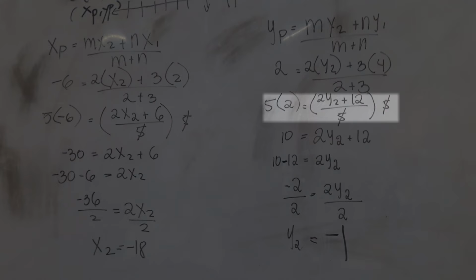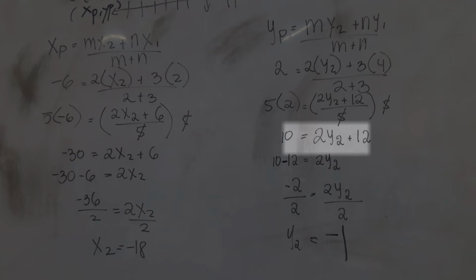And the denominator 5, because we add m plus n, which is 2 plus 3, and then distribute 5 on both sides. So cancel on this side, and on the other side distribute it. So the answer will be 10 equals 2y sub 2 plus 12. So transpose 12 to the other side. So 10 minus 12 equals 2y sub 2.